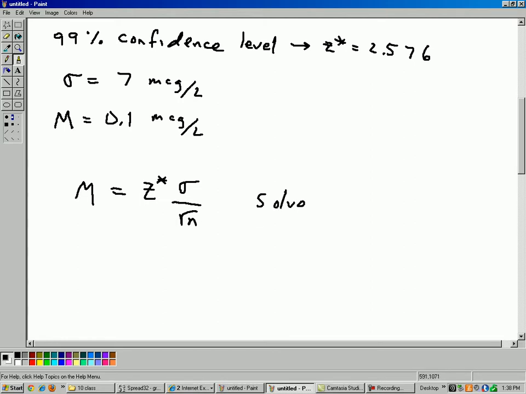So there's two ways to do this. One way to do this is just plug in all your numbers and then solve for n. So you would go 0.1 equals z star 2.576 times sigma, which is 7, divided by square root of n. Okay, so just solve for n there. That's method 1.